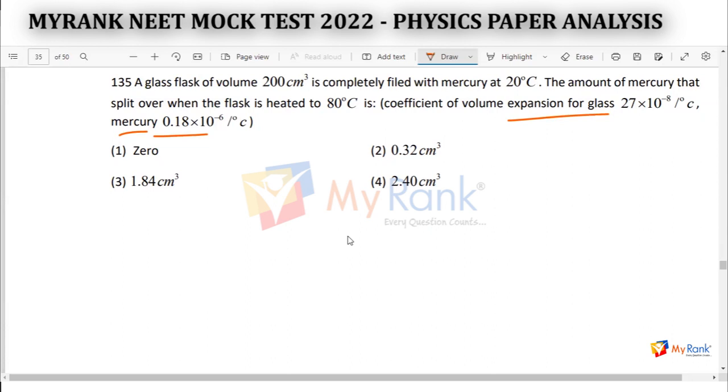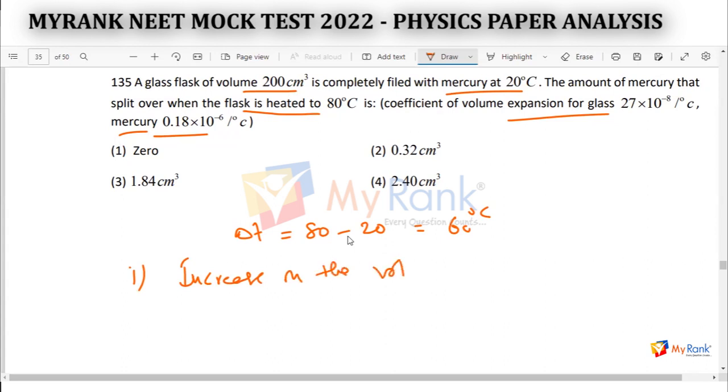Here first the flask volume is given, completely filled with mercury at 20 degrees centigrade, and the flask is heated to 80 degrees centigrade. So the change in temperature from 20 to 80 is 60 degrees centigrade. The volume of the flask and mercury both increase. In the first case, I will find the increase in volume of the flask first, in terms of the coefficients.